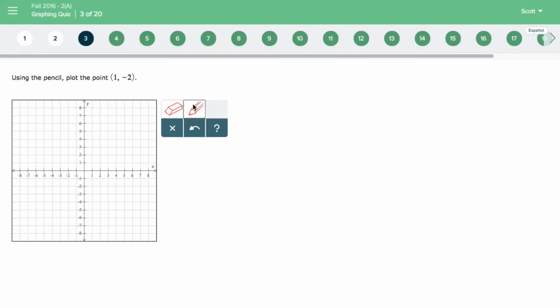So we go to 1 down to -2, we put a point. And so whatever it is, this is always your x, this is your y. And this line right here is your x, and this line right here is your y. Okay?